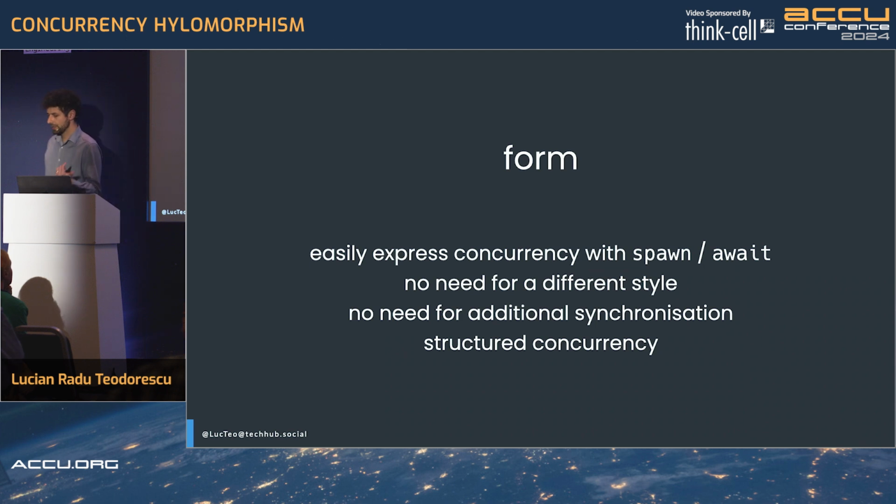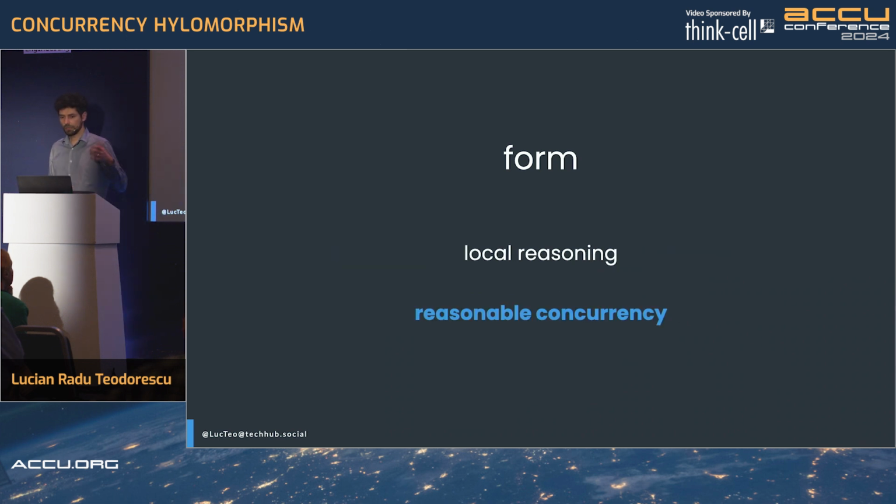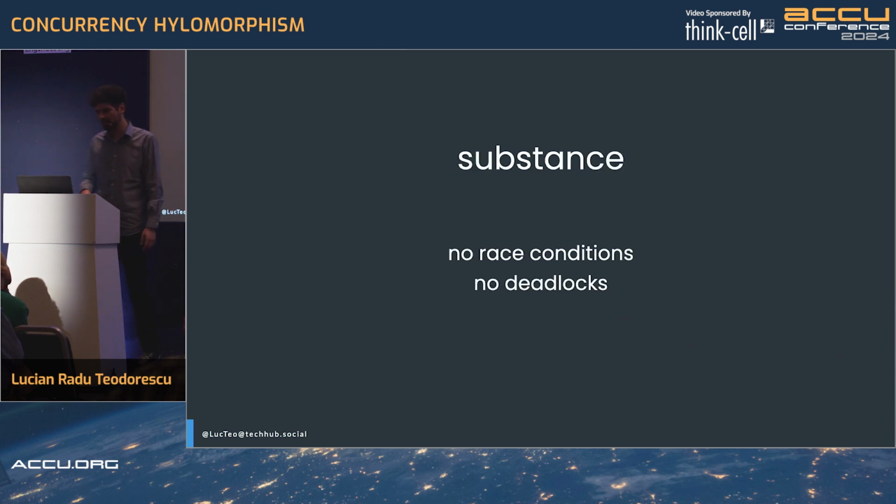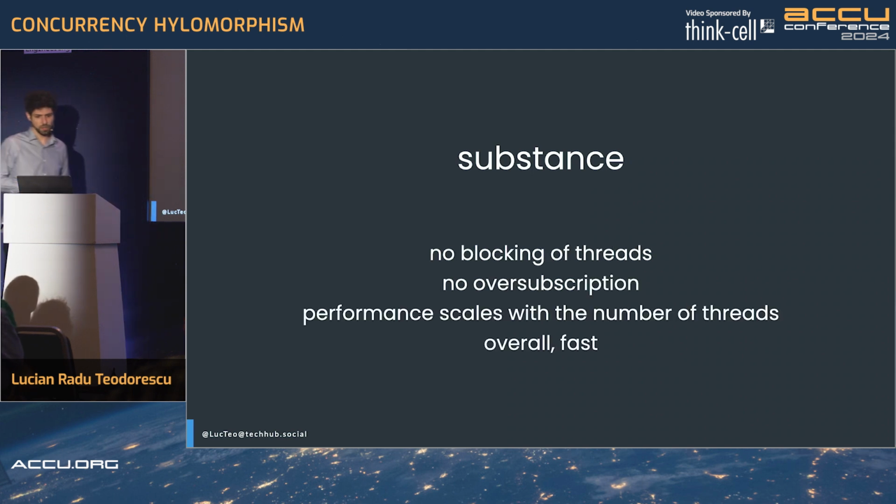And with that, we get structured concurrency, right? Everything looks the same, everything has a structure. So structured concurrency really brings us to local reasoning, which brings us to my idea of reasonable concurrency, right? You can look at something and you can reason about it. You can prove things about just looking at the code without actually running it. And you're just looking at it and say, yeah, no surprises here. I know what it does. It's easy. On the substance side, we see that there are no race conditions, no deadlocks. So it's a pretty safe model.